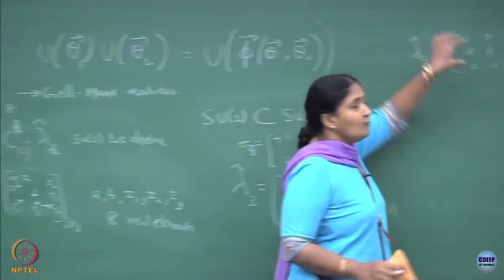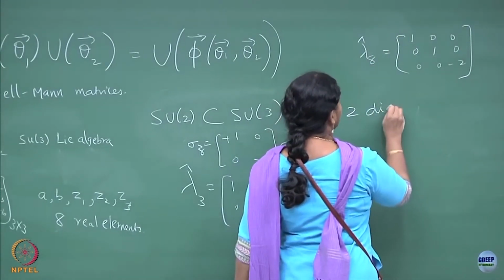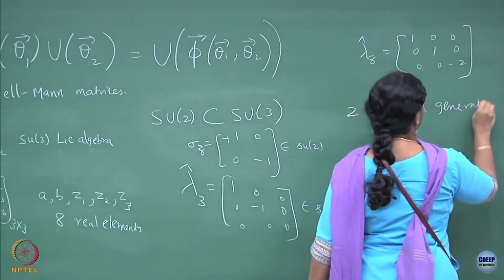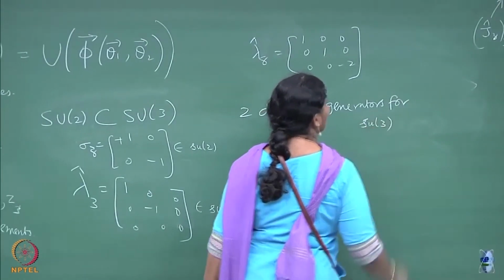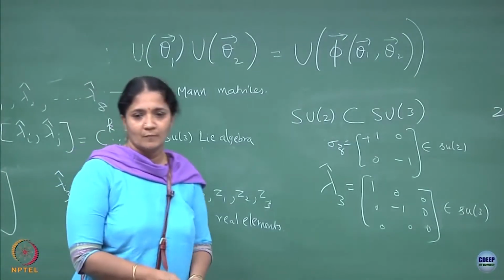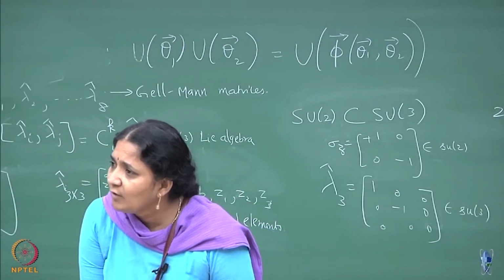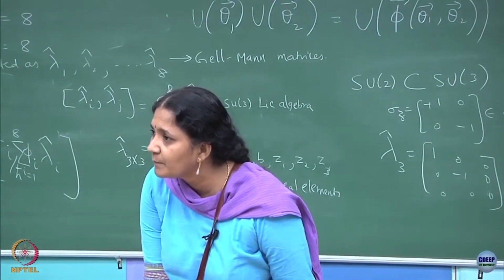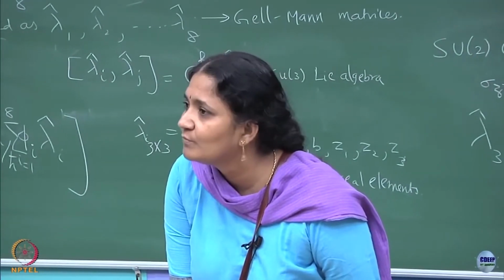And you also have one more which you can construct. So there are 2 diagonal generators for SU3 algebra. Okay. I did find out lambda 8. I just said I want to construct with integers put on it, real numbers, in such a way that the trace is 0, Hermitian.